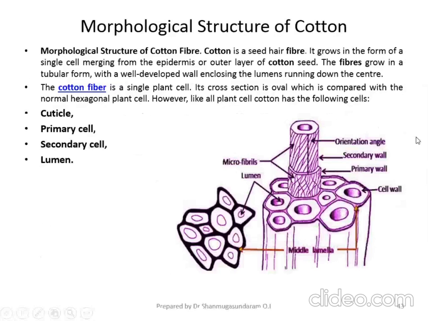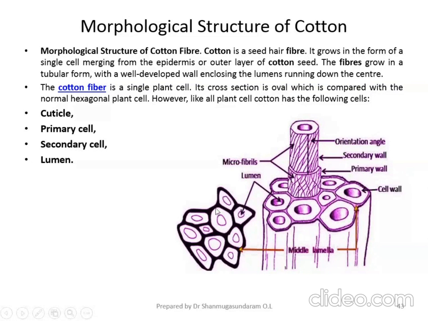Okay. So now look at the morphological structure of the cotton fiber. Cotton is a seed hair fiber. It grows in the form of a single cell emerging from the epidermis or outer layer of the cotton seed. The fiber grows in a tubular form with a well developed wall enclosing the lumen running down the center. So the cotton fiber is a single plant cell. Its cross section is oval.